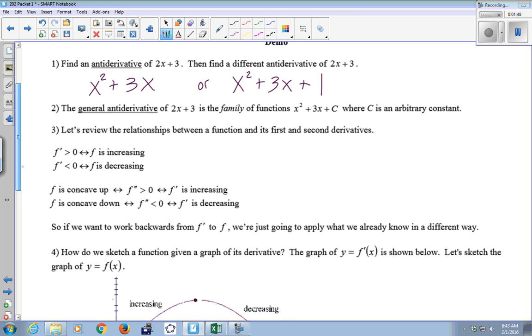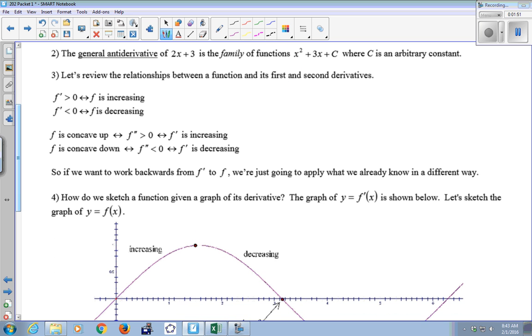Okay, so let's review the relationships between a function and its first and second derivatives. These are sort of like a big time summary of the stuff that we learned in Calc 1. Okay. When f prime is positive, that tells you that f is increasing. When f prime is negative, that tells you that f, right, its antiderivative, is decreasing. When f is concave up, that tells you that the second derivative is positive. It also tells you that f prime is increasing, right? Because I'm using this relationship from here, just instead of f prime and f, it's f double prime and f prime. They have the same relationship to each other.